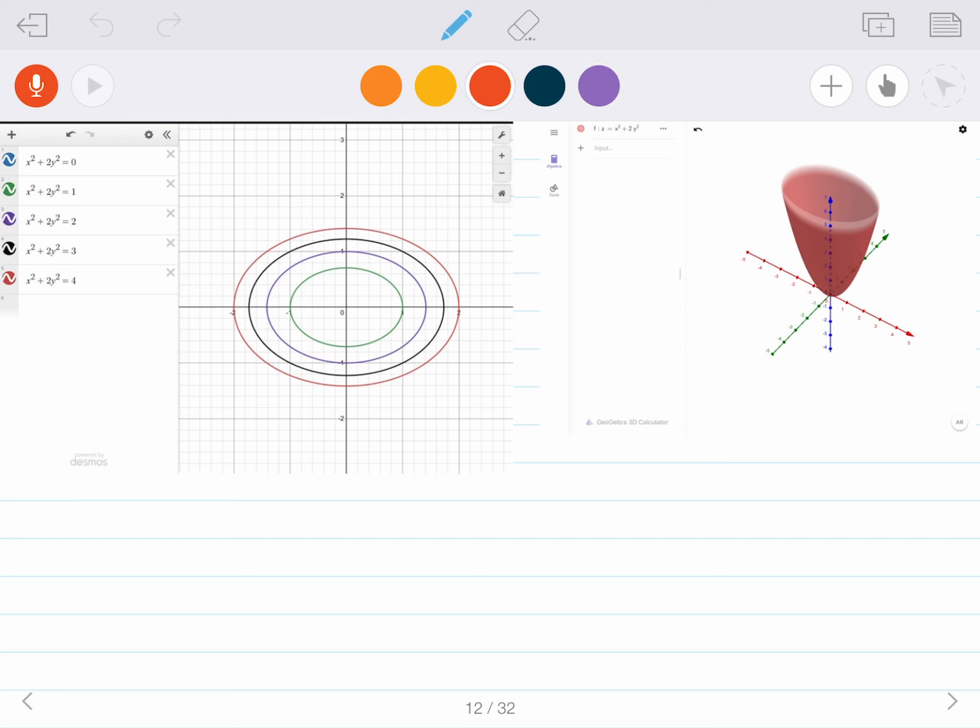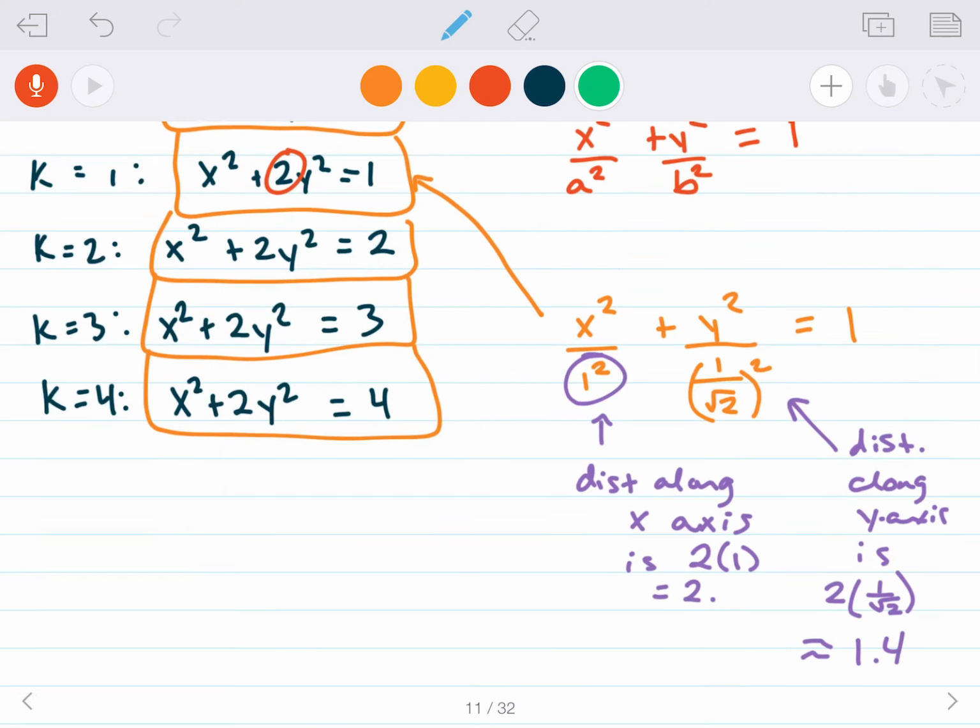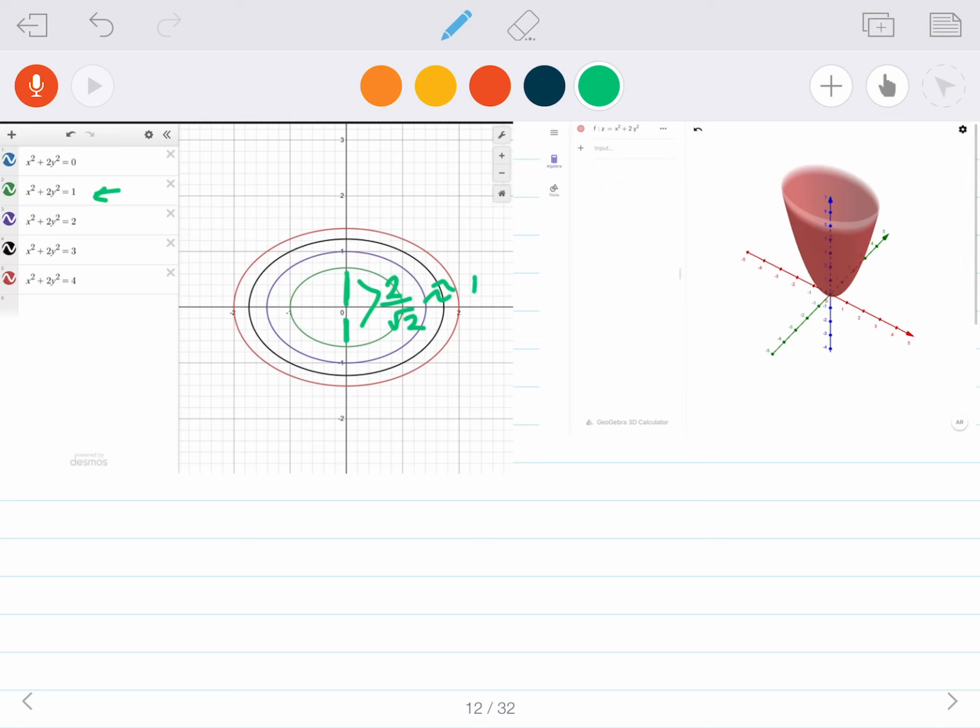So here are my contour lines, and the collection makes up a contour diagram. And we can see that these are all ovals or ellipses. I encourage you to put this in Desmos and verify for yourself that this distance right here along the y direction is 2 over the square root of 2, or approximately, what did we say it was? We said it was 1.4. Verify that, and also verify that this distance right here along the x-axis is going to be 2.